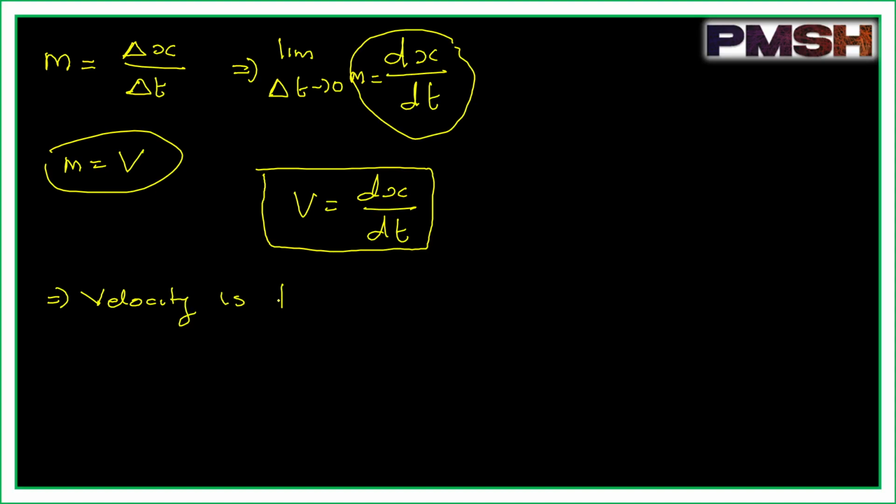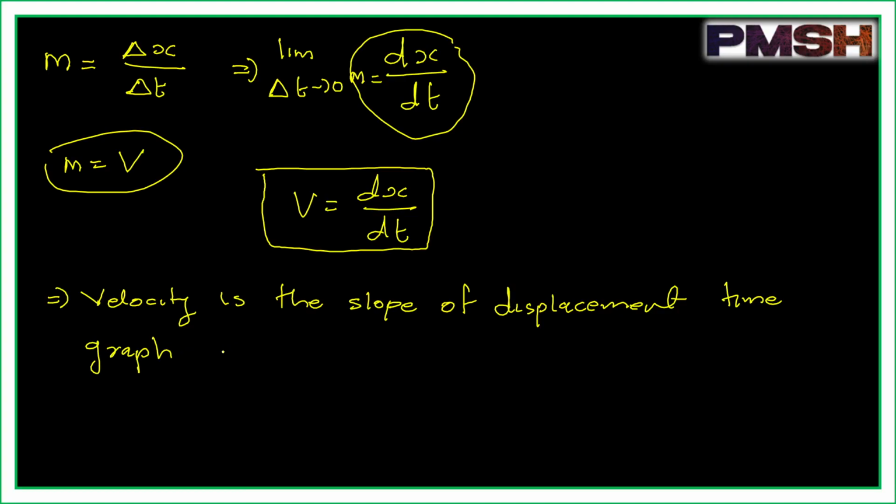Velocity is the slope of the displacement time graph. Clear? This is basically differentiation, right? So differentiation means derivative. You can call differentiation as derivative, so you can say it like this also.